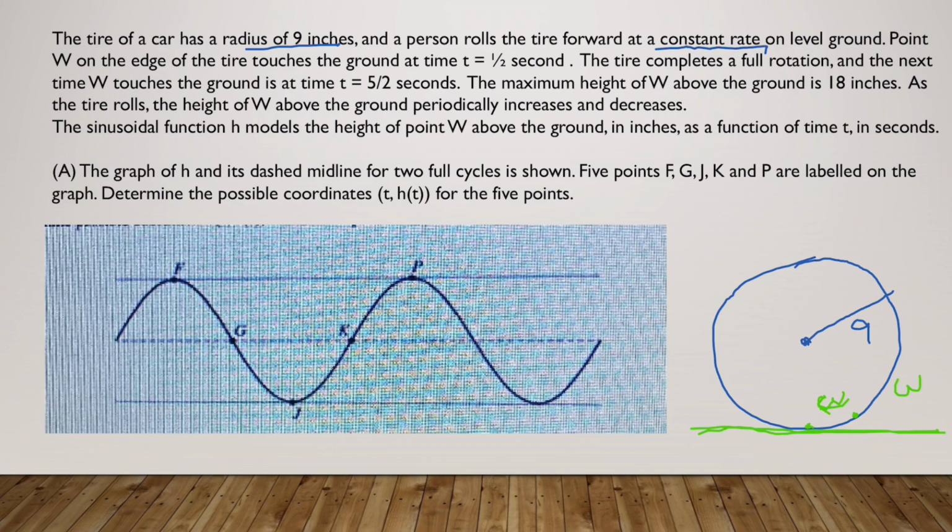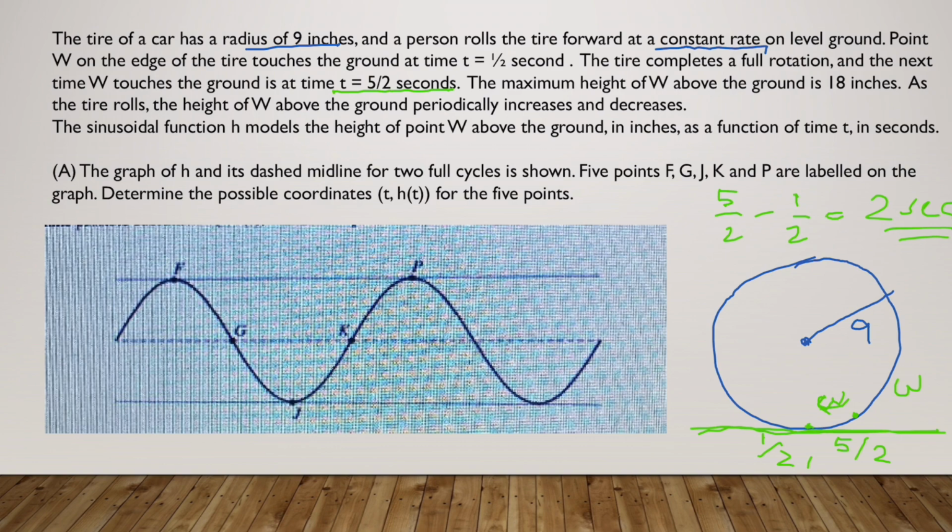The tire completes a full rotation, and the next time W touches the ground is at time t equal to 2.5, or 5 over 2, seconds. So the first time W is at the ground is 1 over 2. The second time W comes on the ground is 5 over 2. Now, if you have basic intuition, then you should be able to figure out that 5 by 2 minus 1 by 2 gives us 2 seconds, which means that one full rotation is 2 seconds.